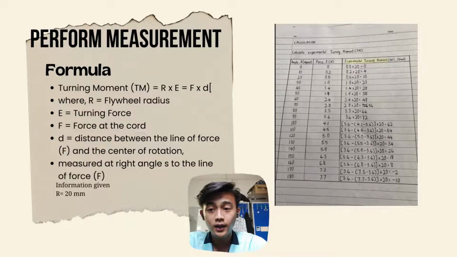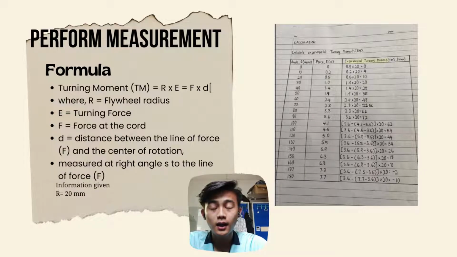At 60 degree, we got the turning moment is equal to 48 Newton millimeter. At 70 degree, 56 Newton millimeter. 80 degree is equal to 66 Newton millimeter. At 90 degree, we got the turning moment is equal to 72 Newton millimeter. Next, at 100 degree, we got the turning moment is equal to 62 Newton millimeter.